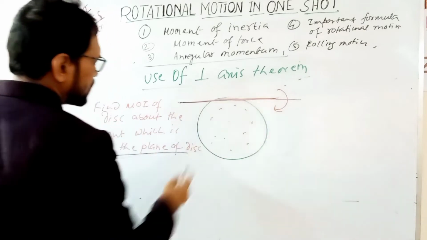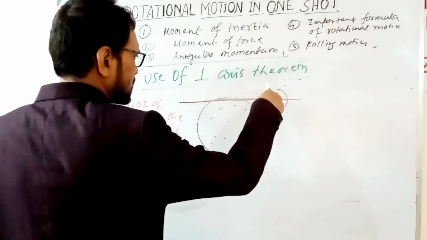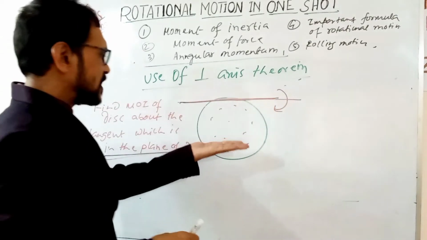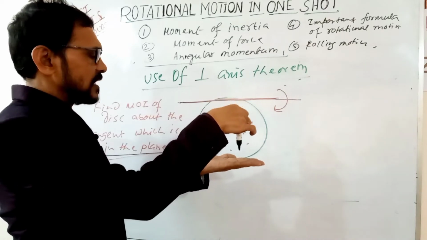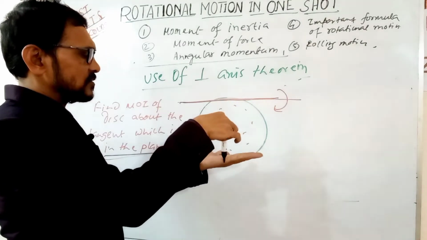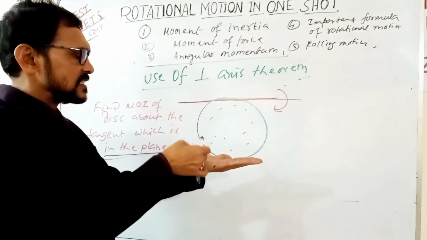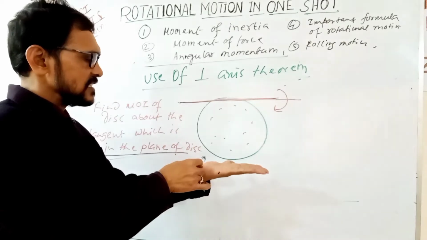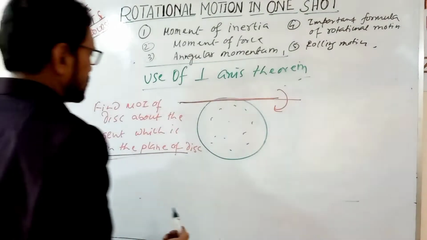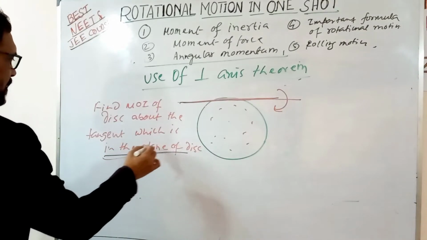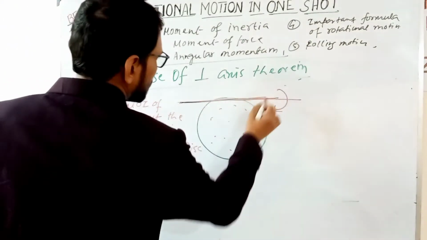This tangent is in the plane of the disk. One tangent can be drawn this way, if the disk is in my hand, and another tangent can be drawn in this way, but this tangent is in the plane of the disk. So you have to mention the tangent which is in the plane of the disk. So what is the moment of inertia about this axis?